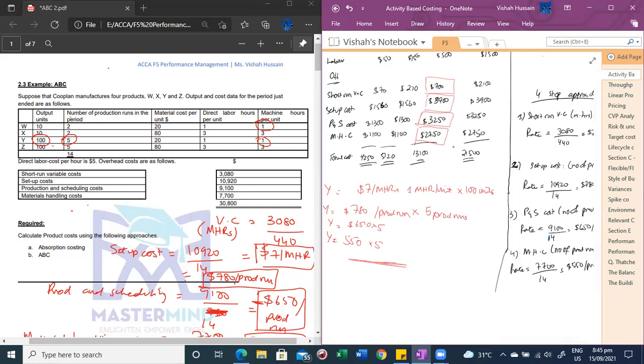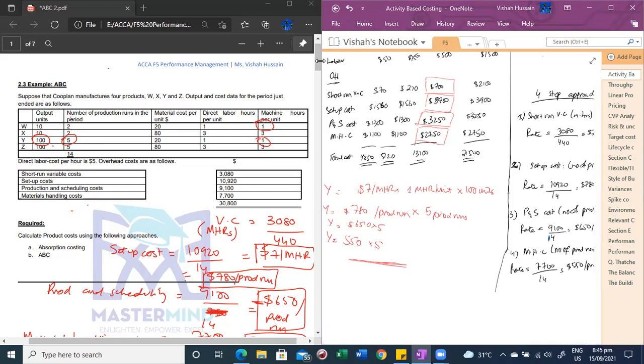Any confusion so far? Is everybody clear about this? If yes, I want you guys to try it out for W, X, and Z, and then tell me if you feel there's any confusion.